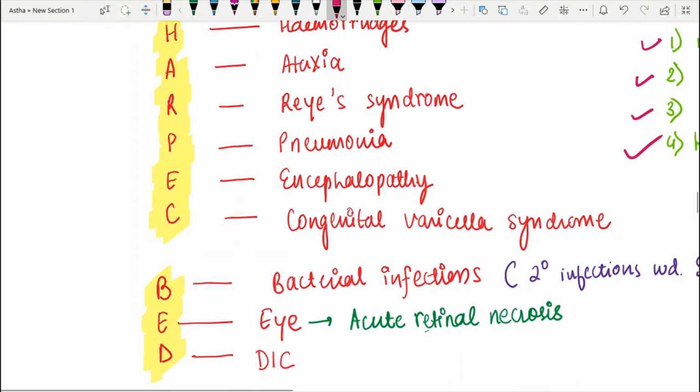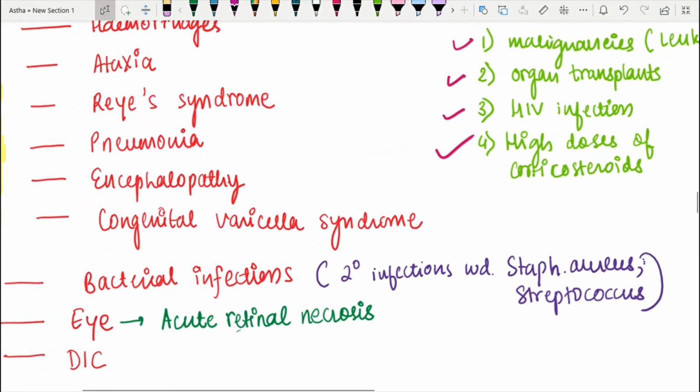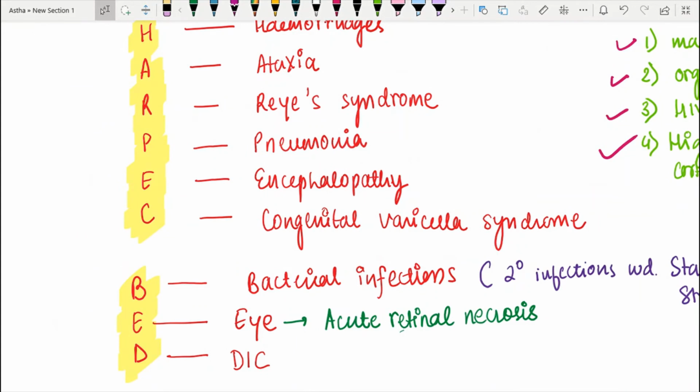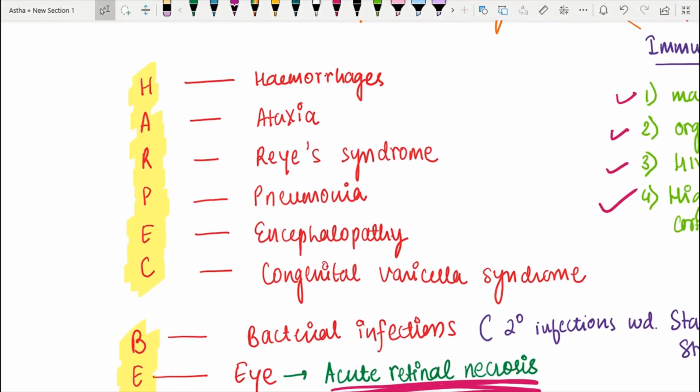Then coming to bed, B is for bacterial infections, secondary bacterial infections, especially Staph aureus and Streptococcus. E is for eye, where various complications are involved, especially acute retinal necrosis. Varicella zoster is the major cause of acute retinal necrosis. And D is for disseminated intravascular coagulation. From all these complications of chickenpox, pneumonia is the most common complication in adults and in immunocompromised patients. So you need to remember varicella pneumonia.